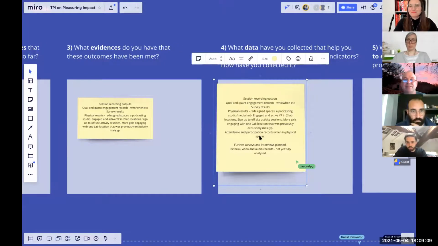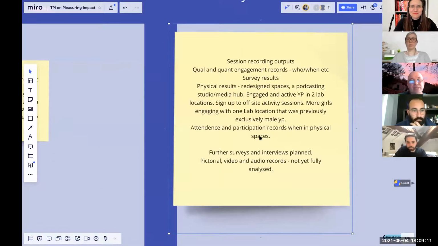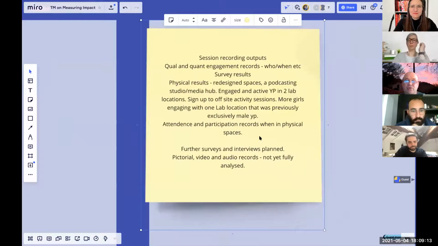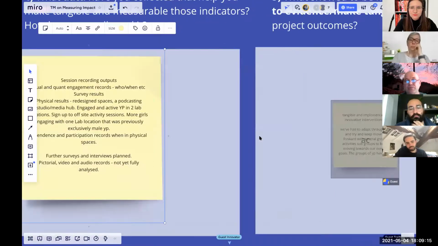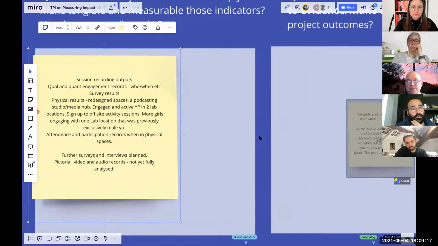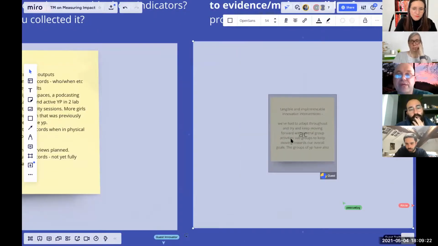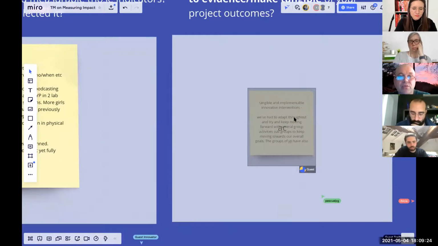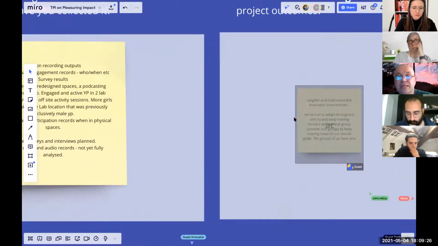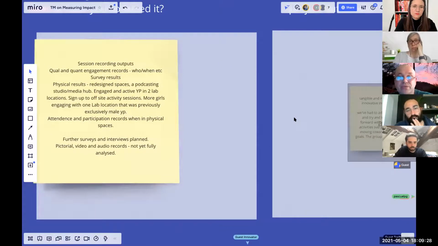That was the data I was really addressing there. We've got engagement, we've got records of who's taken part in what sessions, we've got physical recordings, we've got some video. We've got a lot of pictorial records, and we've got more. So we will be engaging the young people and stakeholders in both interviews and further surveys.